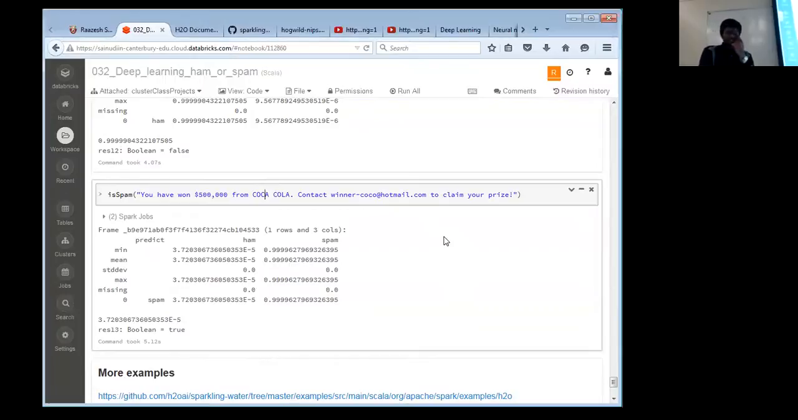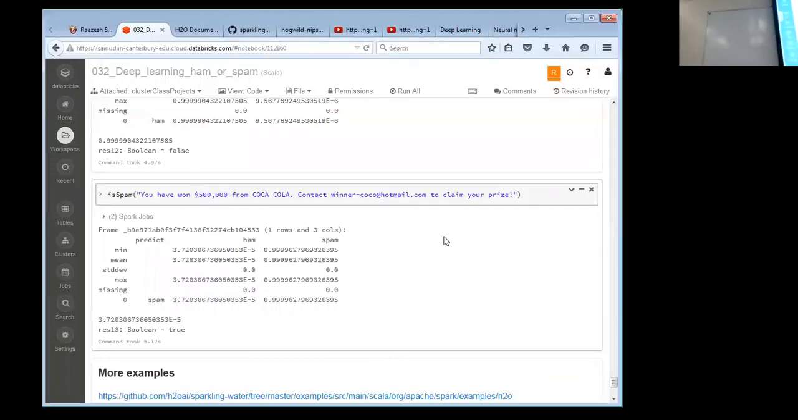The thing with H2O is that you can only do fully connected neural networks. It doesn't have support for convolutional or recurrent neural networks. So that's one thing to keep in mind if you're using this. But Raz is going to talk about TensorFlow. I think TensorFlow has support for both of these other types of neural networks.